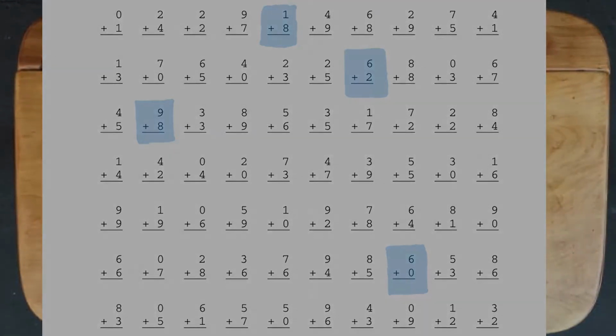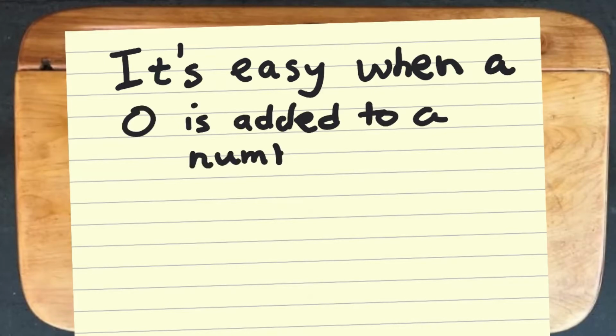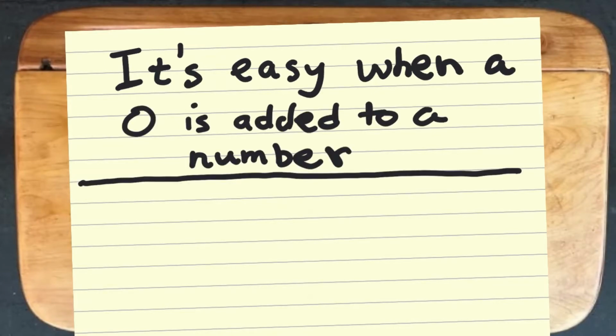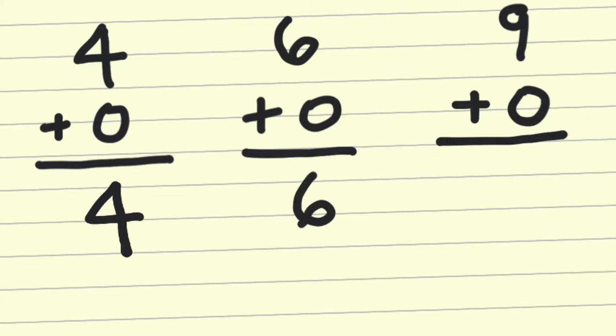So let's get started. Let's start with the problems that have a zero in them. It's easy when zero is added to a number. Since nothing is being added, the number stays the same. So 4 plus 0, you're not adding anything to the 4, so it stays a 4. You're not adding anything to the 6, so it still stays a 6. And you're not adding anything to the 9, so it still stays a 9.